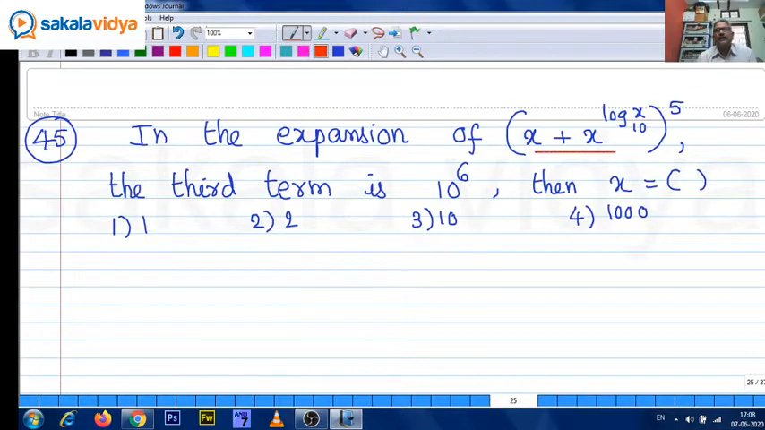So the third term of this expansion is 10 power 6. Then we need to find out x. So the third term, let us find out first. T3 equals, we can write T2 plus 1. That is 5C2 x to the power of 3, 5 minus 2, 3.